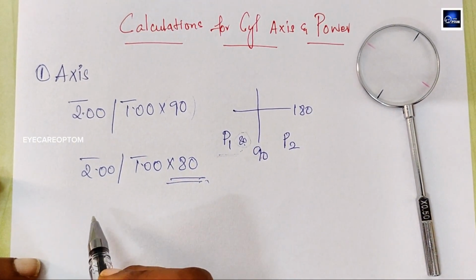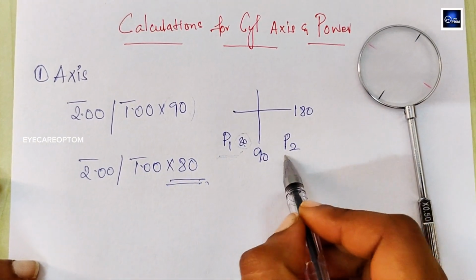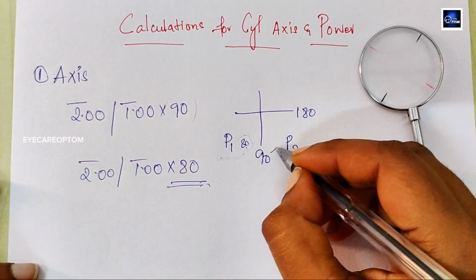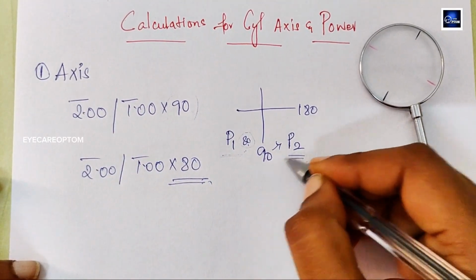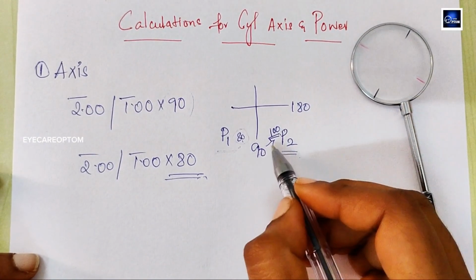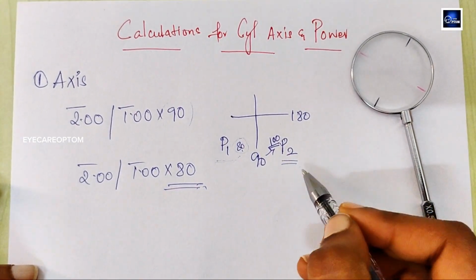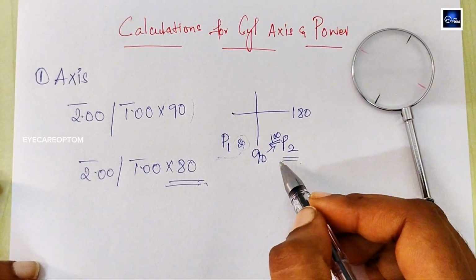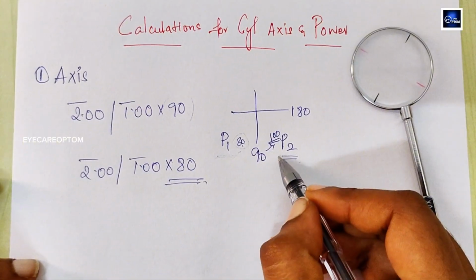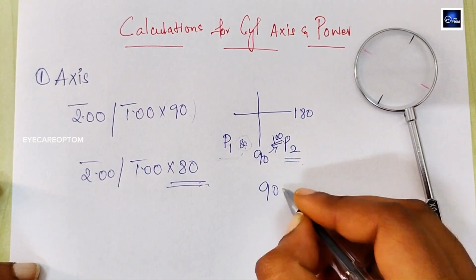Let's imagine another situation where your patient preferring position 2. That means you are going to move towards this side. Let's say you are moving 10 degree from here and you are keeping the axis at 100. You are doing the second flip. In the second flip, let's say your patient preferring position 1. That means the axis is in between 90 and 100.